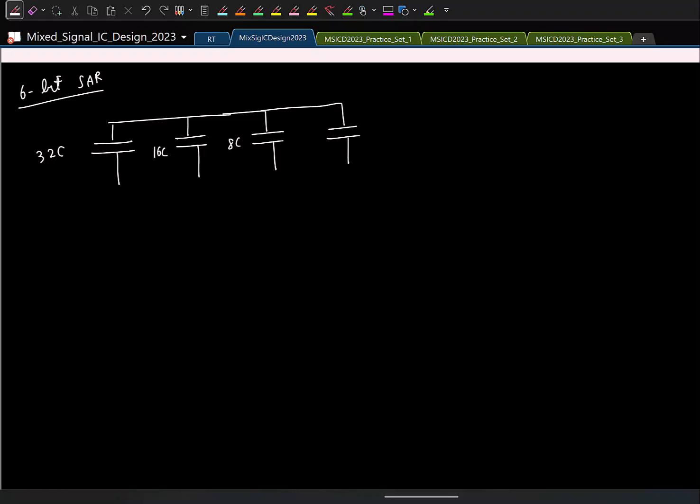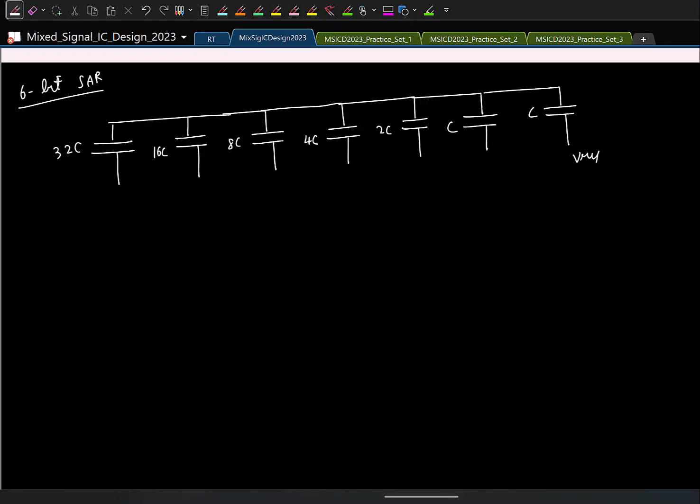And for that, let's look at a 6-bit SAR. If you have a 6-bit SAR, what will be the maximum capacitor I will have? 32C, 2 power 5, 32C. And the next, let's all write it. This is 16C, 8C, 4C. And then you will have 1C connected to VREF all the time. Fine. And the total capacitance is 64C, right?